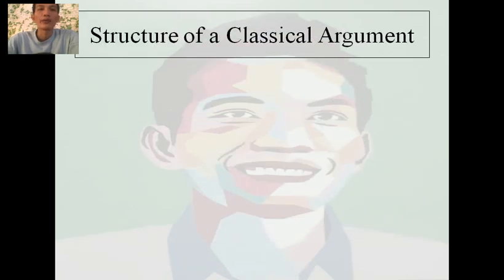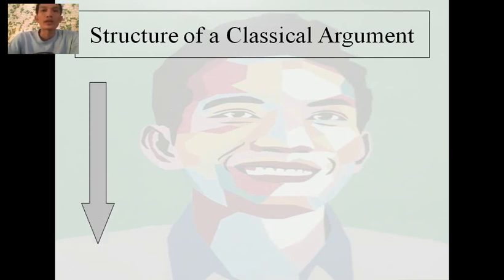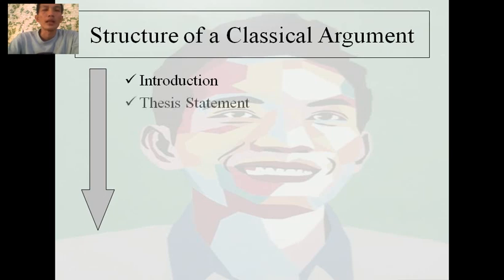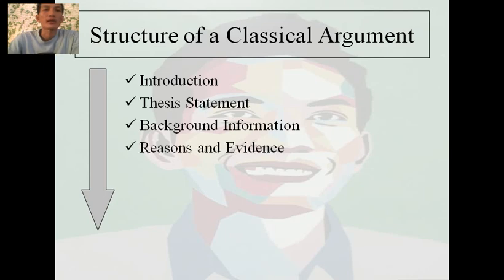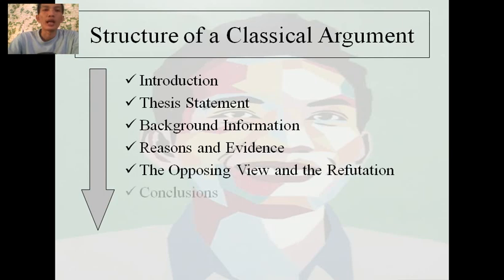And we move to how to construct argumentative and persuasive speaking. In the structure of classical arguments, you are able to find this format: introduction, thesis statement, background information, reason and evidence, the opposing view and the refutation, and the last is conclusion.